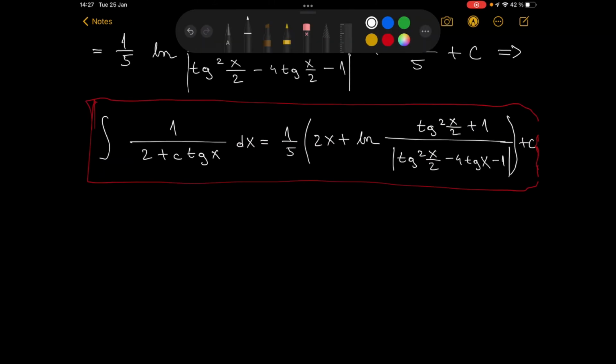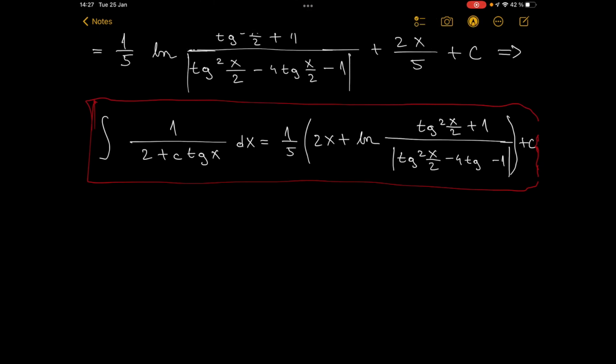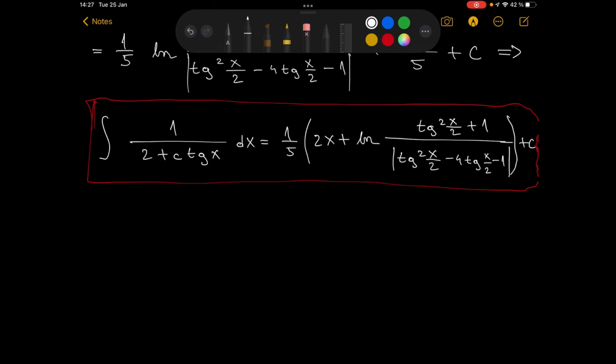Oh, sorry, my mistake. Instead of x, we should just put in x over 2. So again, this is our final solution to this problem.